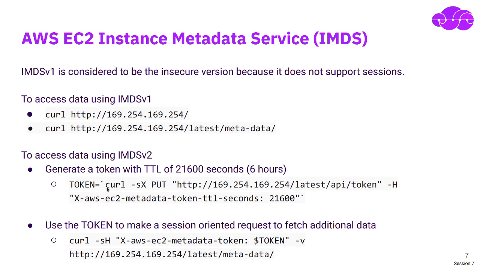So this is how you generate a token. You make a PUT request to the /api/token endpoint, and you pass this header telling how much time you want the token to be valid. 6 hours is a prominent example, even in the AWS documentation. And then you pass the token that you've received to the same endpoint. This is session oriented, that is not.